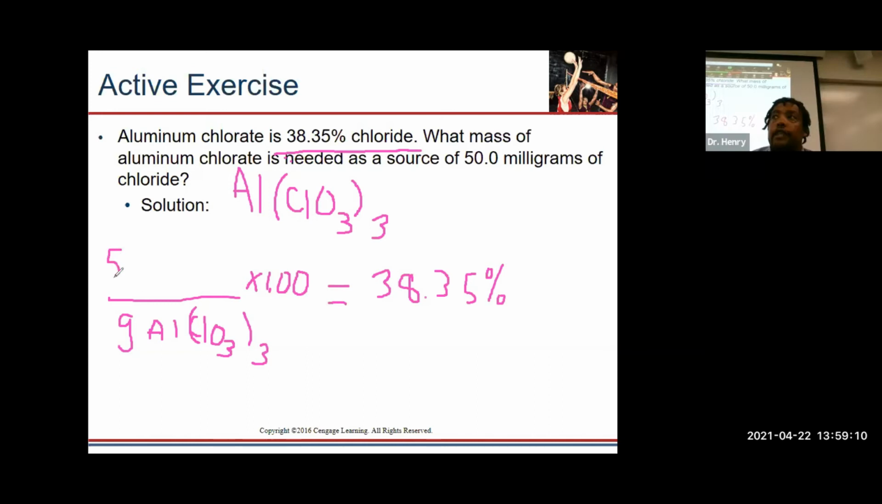so that's 50.0, and we have to keep the units the same. So if this is milligrams, then down here we can also have milligrams, right? So this is what I'm looking for, right? Can I solve this equation?